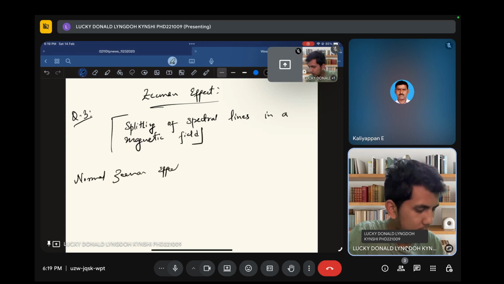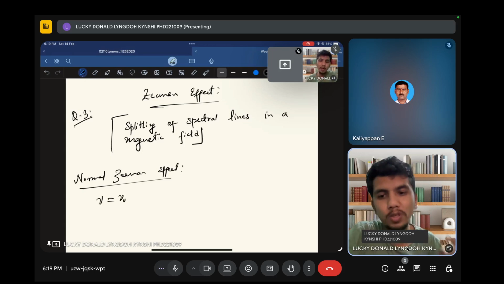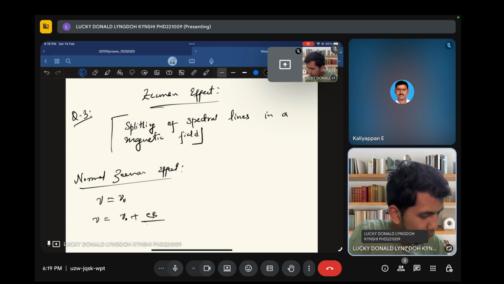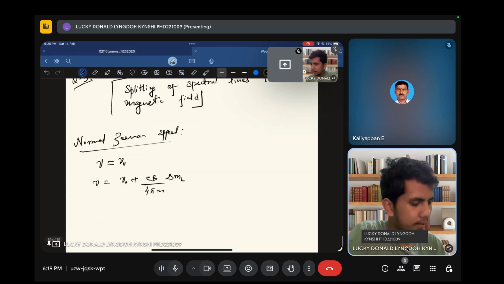In the normal Zeeman effect, if there is no Zeeman effect, the frequency of transition from one state to another state is simply mu equal to mu naught. But if there is a Zeeman effect, or interactions with the magnetic field, you will have mu equal to mu naught plus EB by 4 pi m times delta ml. And the selection rule for delta ml is 0, plus or minus 1.